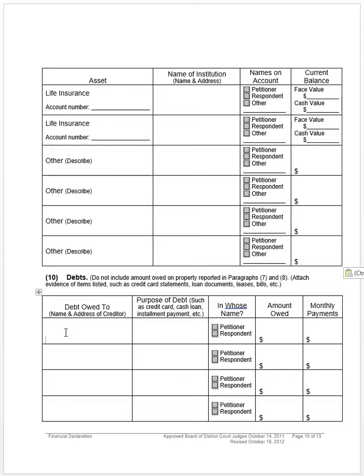So I could mention that I have a debt owed to, and I happen to know there are 1 million people in the state of Utah that owe a debt to Capital One. I'm not going to comment on why that is, but I see a lot of Capital One credit cards, and you could simply write, as it says there under purpose of debt, see, credit card, cash loan, installment payment, just write credit card. You may, by the way, want to say Capital One Visa, or something like that, if that helps.